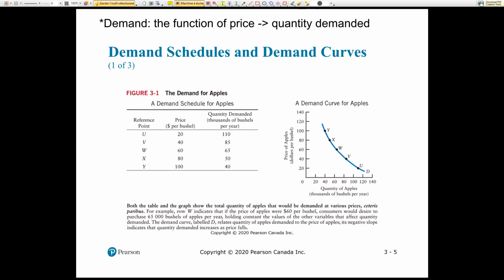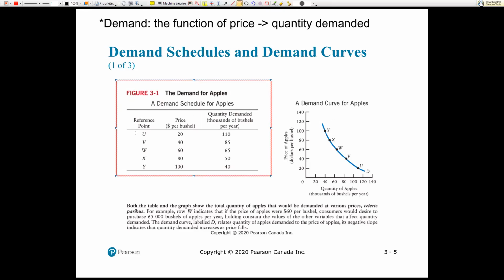It's at the intersection of the price curve and the cost curve. Not sure what. Here we only have one curve, right? It's just the demand curve. So you don't have intersections already. It's just a link between price and quantity demanded, and this is what we call demand.